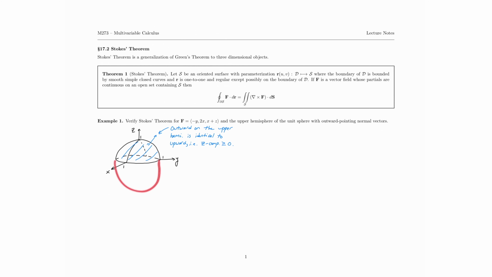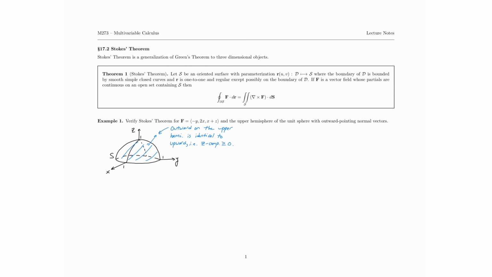Okay, contrast this with the lower half, right? If we had the bottom half here, if we took an outward pointing normal vector on the lower half, outward pointing on the bottom half is synonymous with downward, having a z component that is non-positive, right? It's negative. So that's what we want here. So that's our surface S. We have a normal vector specified, that's this.